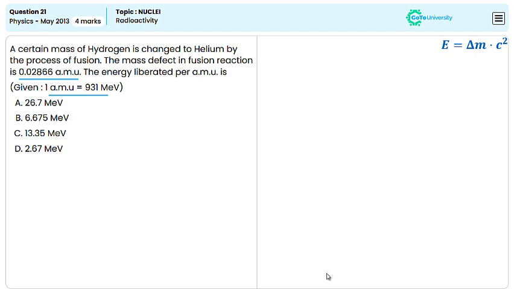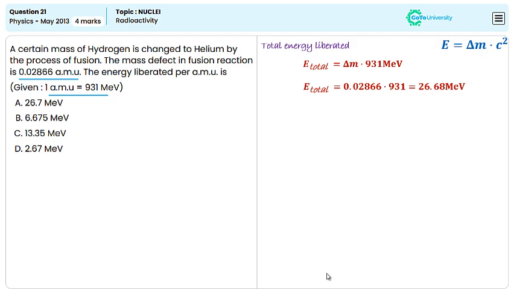Let's first calculate total energy liberated. The total energy released due to the mass defect can be calculated using the formula E total is equal to delta M into 931 MeV. Substituting the given values of delta M, we get E total is equal to 0.02866 into 931, which is nothing but 26.68 MeV. Let's find energy per AMU.